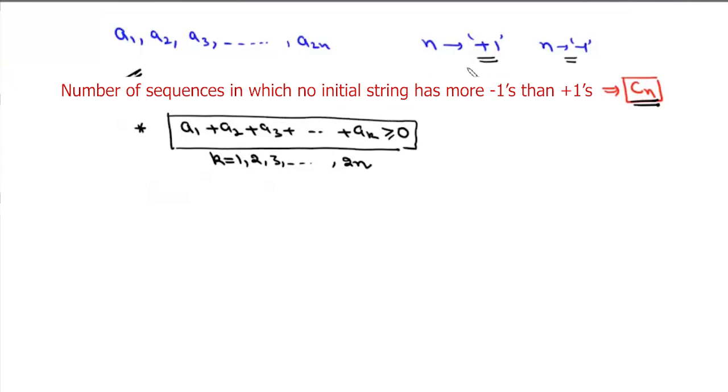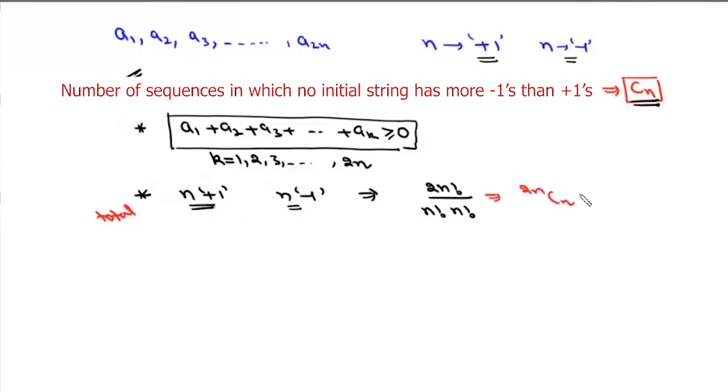Now we know that from n plus 1s and n minus 1s, the total number of sequences that can be formed is the arrangement of these n plus 1s and n minus 1s, and it can be done in factorial 2n divided by factorial n ways. So the total number of sequences that can be formed from all plus 1s and minus 1s will be given by 2n Cn. Now in 2n Cn, there will be some sequences which will follow this property. We call them acceptable sequences.